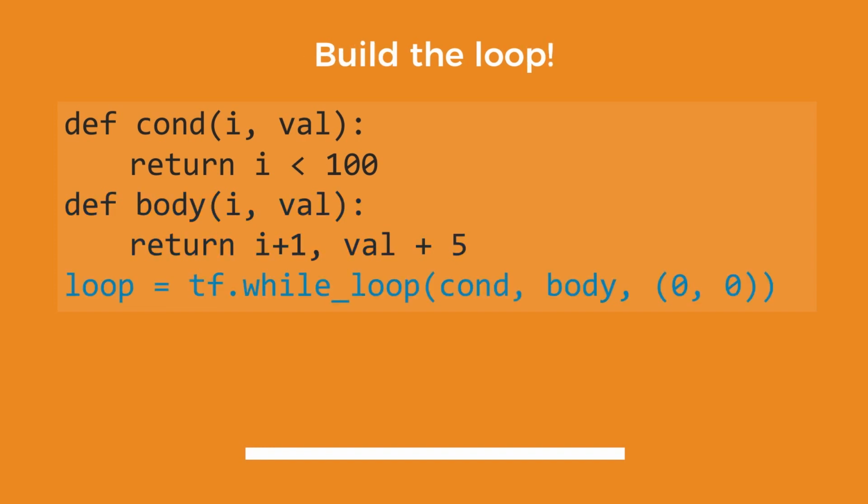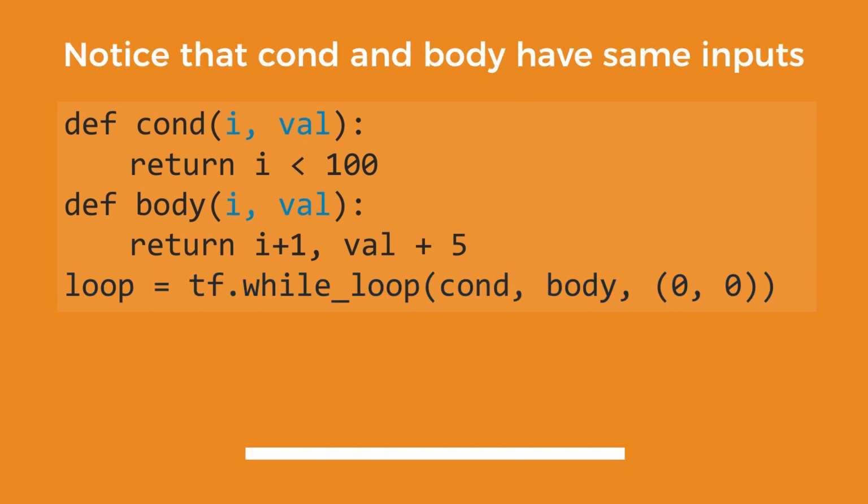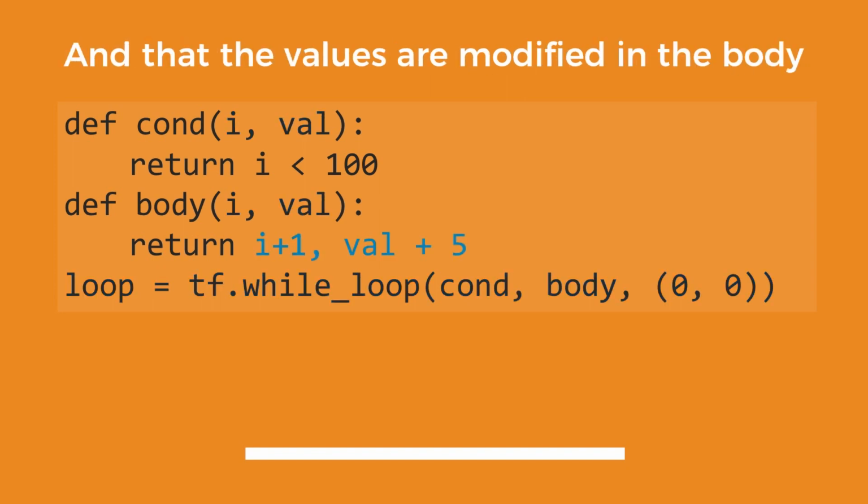And then we create our loop, where we have our condition and body defined above, and then we give it our starter parameters. These are just going to turn into tf.constant 0 just as a helper, but we're just saying, okay, we're going to start it off with I equal to 0 and initial val equal to 0. Again, note that condition and body take the same inputs, and that the body returns those same parameters, and they match up.